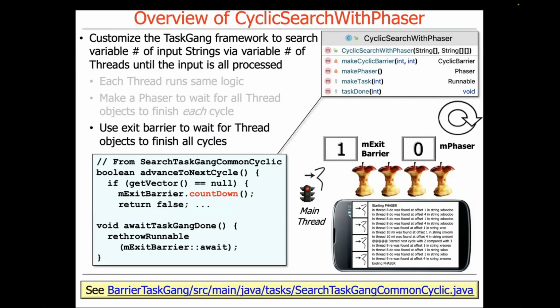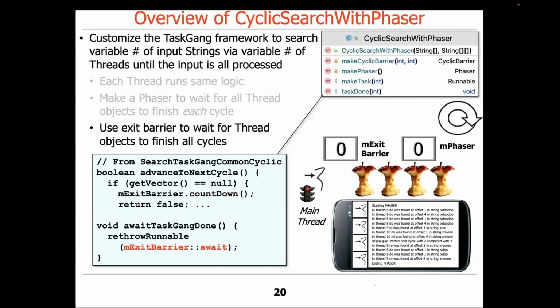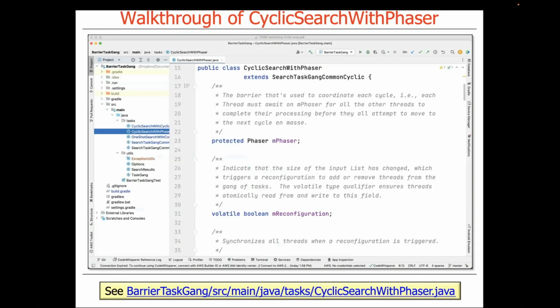And we use an exit barrier to wait for all the thread objects to finish. This is the same as before. We use countdown to alert the main thread when there's no more input left to be processed. And the main thread will call await, which will block until all the cycles have finished. So let's go ahead and take a look at the code to do this.